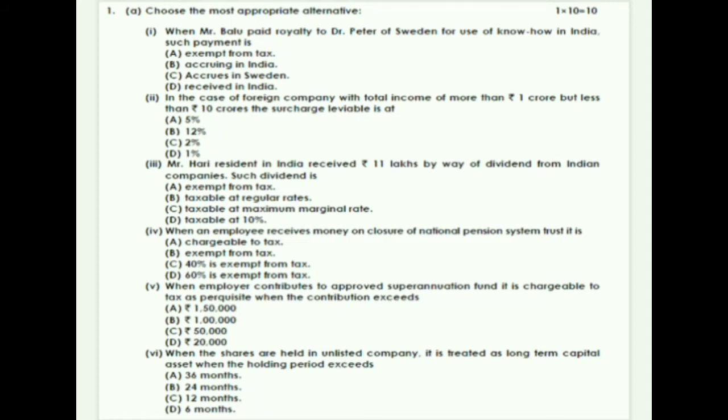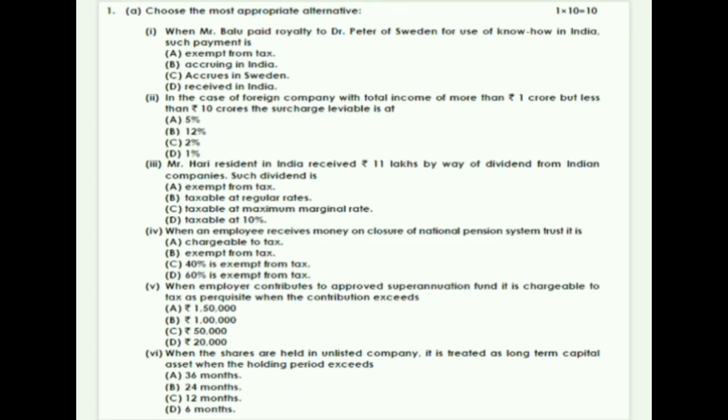When the employer's contribution to an approved superannuation fund is chargeable to tax as a perquisite when the contribution exceeds what amount? Superannuation means you are taking a pension. So the question is, when the contribution exceeds what rupees will it be taxable. When the contribution exceeds 1.5 lakh, option A will be the answer, then it will be taxable.